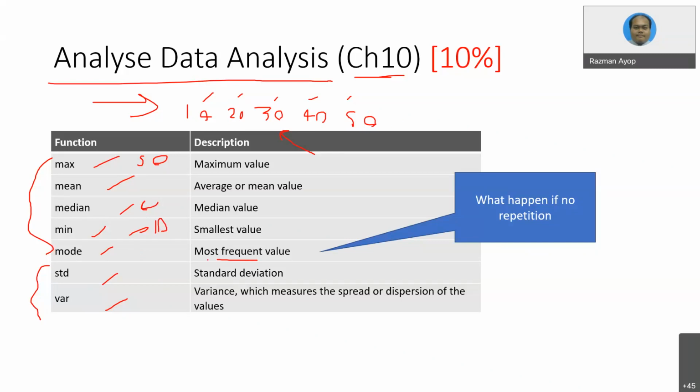Mode is basically the number that is most frequent. You can see here there is no repeated number. So when there is no repeated number, what happens to the mode? Basically, it will just choose the first number. Okay, so this one is important. Make sure you know what happens if there is no repetition in the numbers. So you need to know how to analyze.